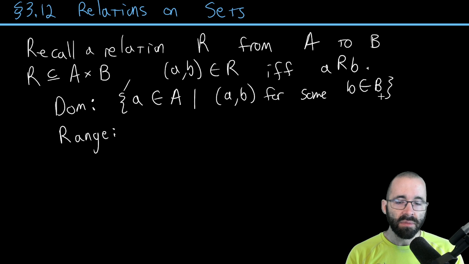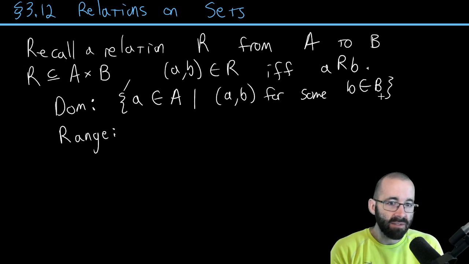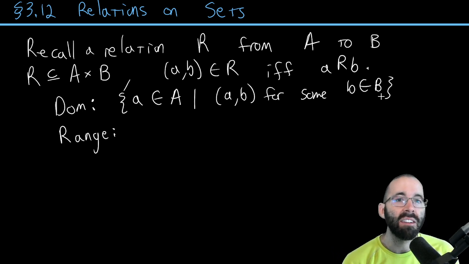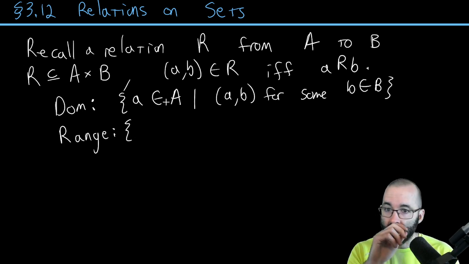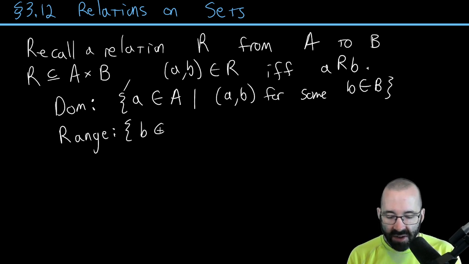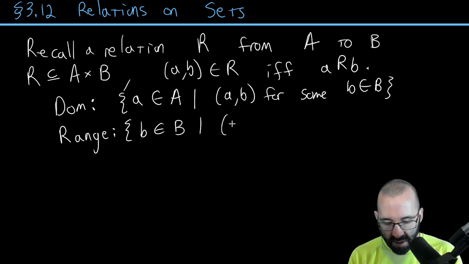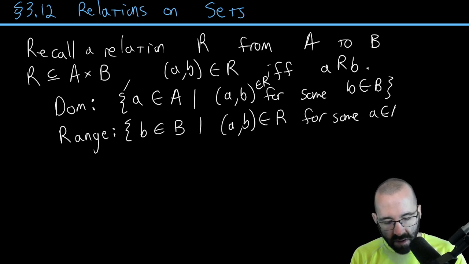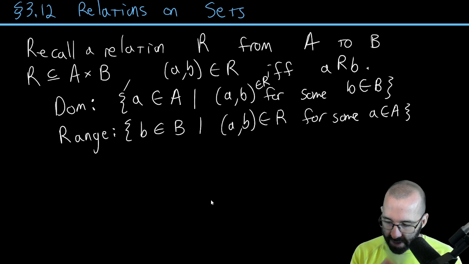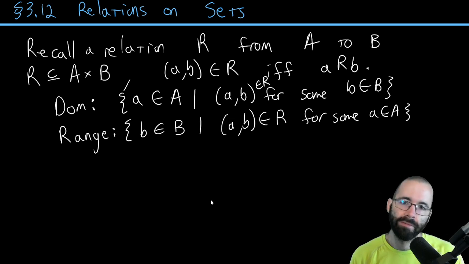So for a relation, the domain is just going to be all the elements that are defined, essentially, all the elements that have some output. So I'm hoping you could pause the video and come up with a very similar definition for range. It's going to be the set of all possible outputs b such that, again, (a, b) is in R. Oops, forgot to write that part down. (a, b) is an element of R for some a.